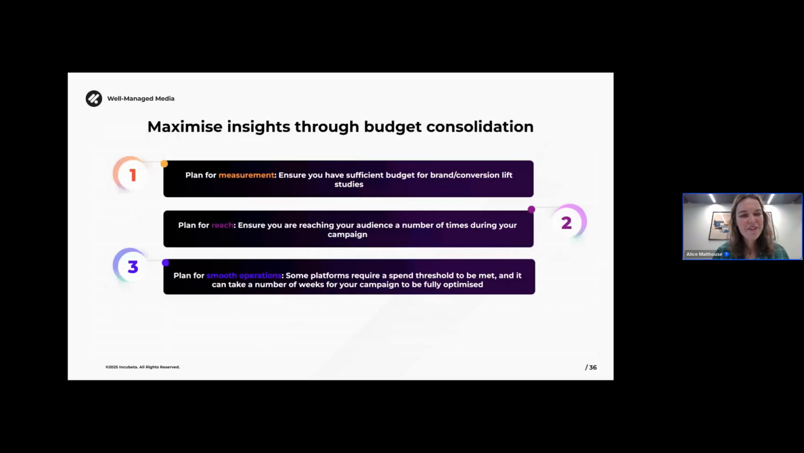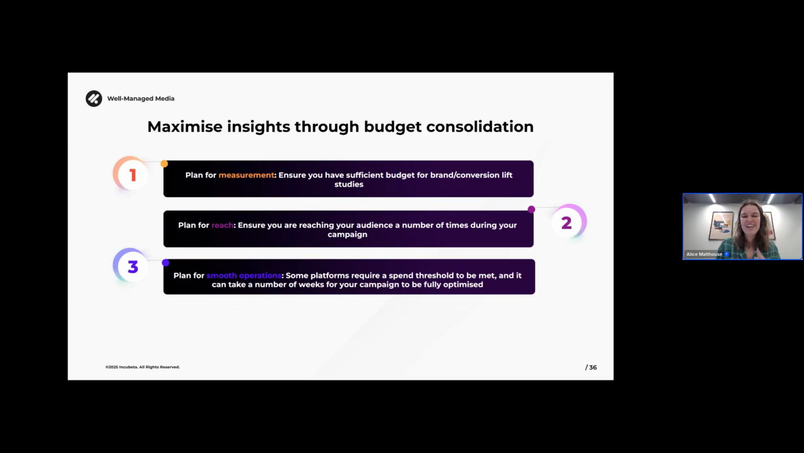And I mentioned that we would return to the slide later on. So again, I wanted to talk about maximizing insights through budget consolidation. So we already talked about the first point earlier on, where we want to make sure we have sufficient budget for brand or conversion lift studies. But in the context of well-managed media, we want to make sure we are planning for reach. So we haven't talked about frequency too much today, but by consolidating your budget, you'll have more budget within a certain channel to target people multiple times.